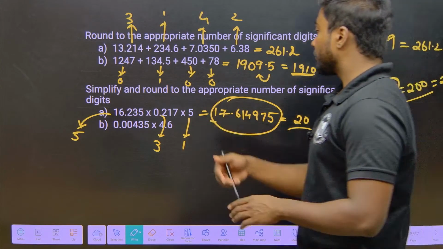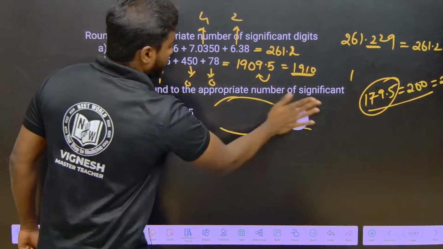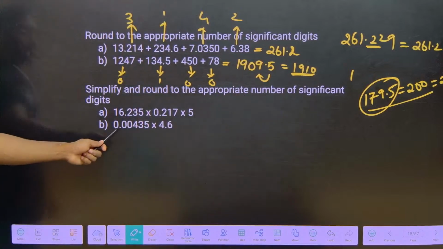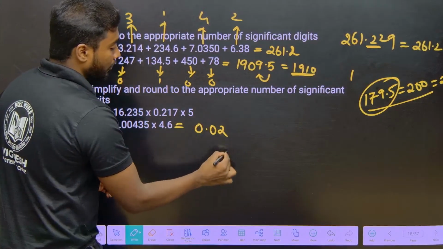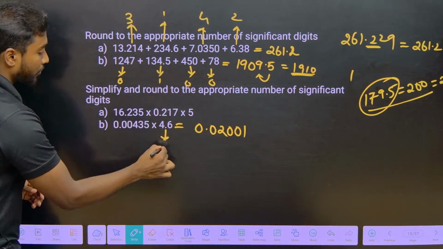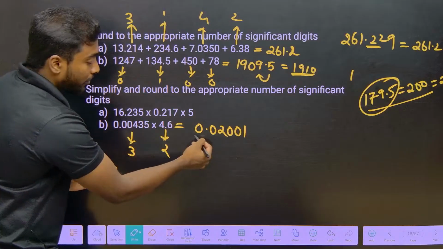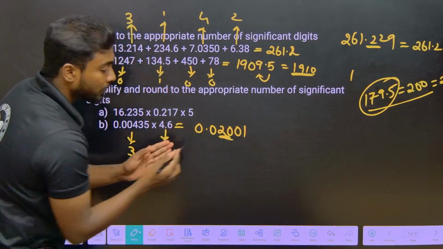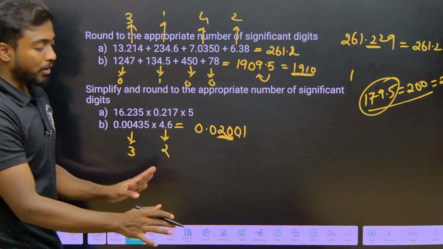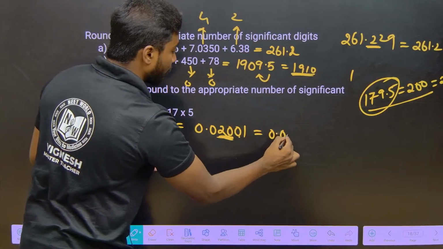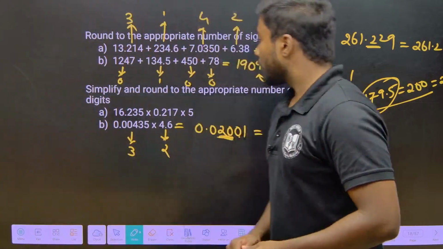What about the second one? Understood, no? Yes, sir. What is the second one's answer? 0.00435 into 4.6. What is the answer you got? 0.02001. How many significant? 2. How many significant? 3. What is the least significant? 2 significant. So the next number is 0, no need to consider anything. 0.020. That's the answer. Any doubt in this?